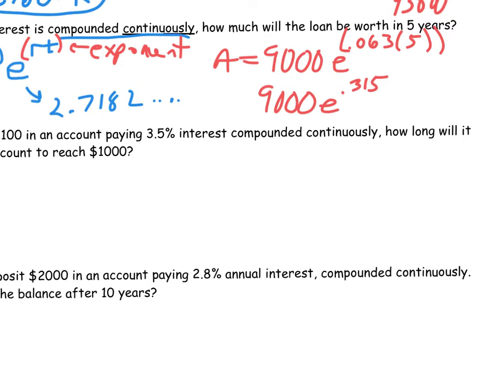So P is 9,000. I'm going to hit times here. I don't think you have to, but I will. Hit the ABC button and just hit E. There, and it's multiplying 9,000 times E right now. Go back and then hit the A to the B button. And that's the 0.315.